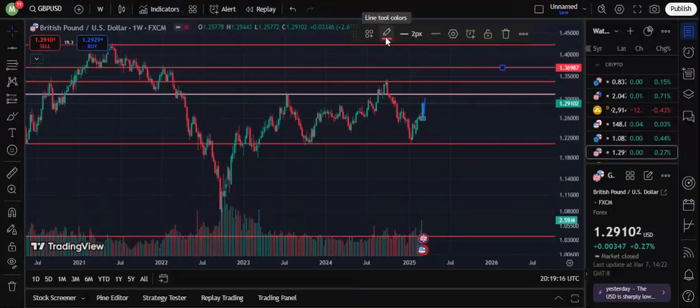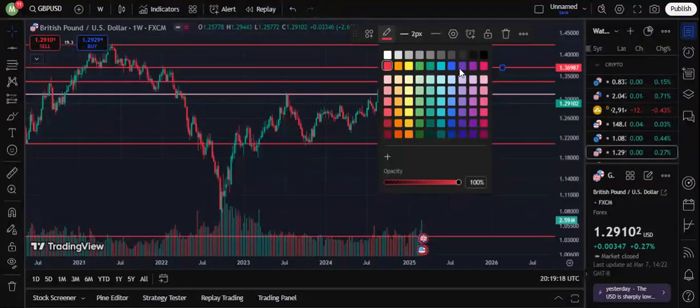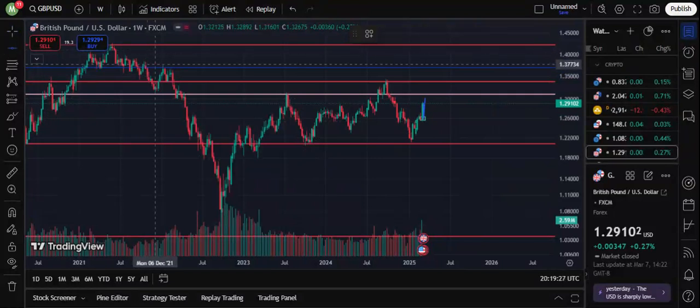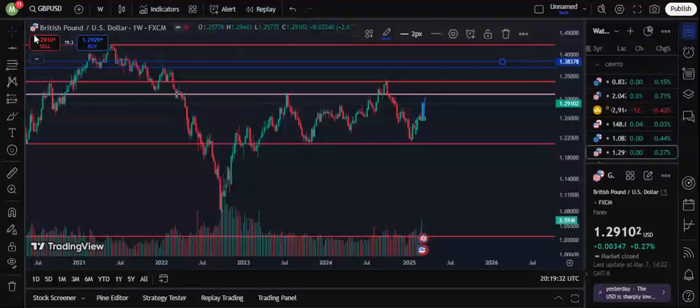Now we are going to change the color because we don't want to be confused. You understand? Let me just say blue. Now on the weekly time frame, we have to change it to blue.